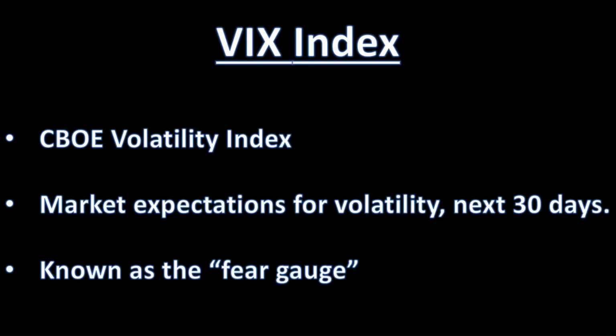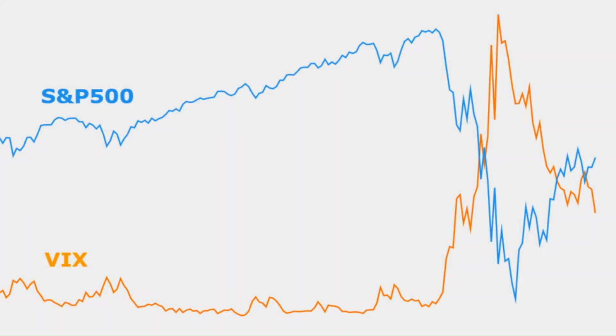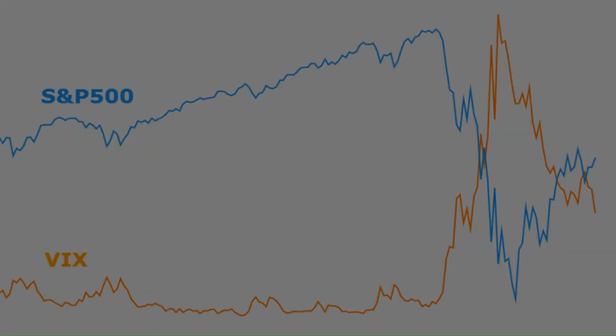It uses the near-term expiring options on the S&P 500. Those premiums predict volatility over the next 30 days. It's also known as the fear gauge. Essentially, when stock markets go up, traders don't use options as much. But when stocks get shaky, they'll use options. The use of those options raises premiums, and the rising premium sends the VIX higher. So the VIX goes up when stocks go down.